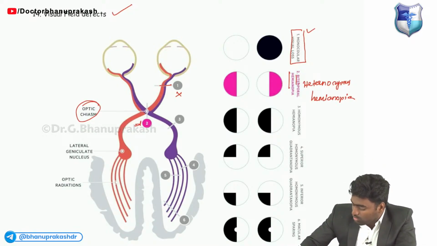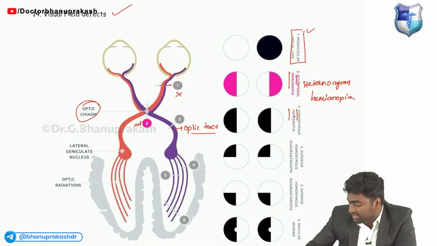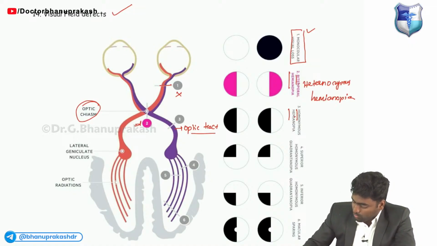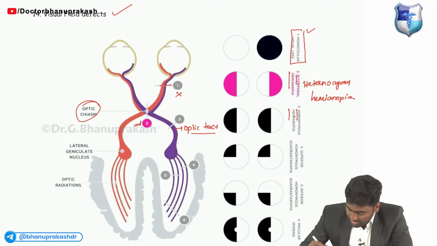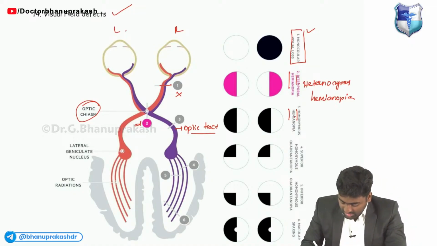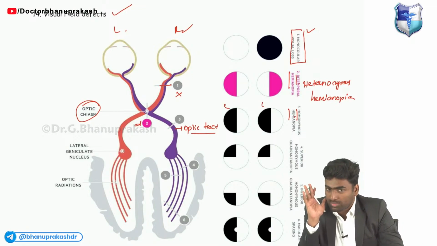Beyond that it is known as homonymous hemianopia. So if you see the optic tract, it will result in homonymous hemianopia. Whichever side the lesion is on, for example, this is the right side and this is the left side, if there is a lesion at the right side, it will lead to left homonymous hemianopia.